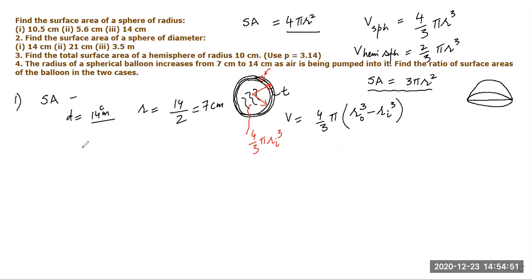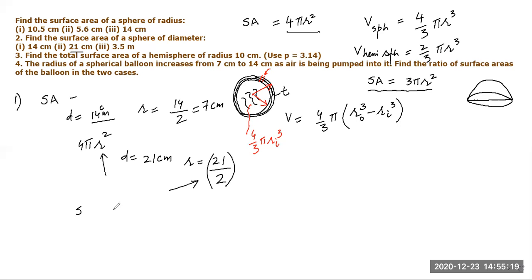Surface area would be 4 pi r square. Use this formula. Put r is equal to 7 centimeter. Then here put r is equal to how much? 21 centimeter is the diameter in second sum. So what will be the r? 21 divided by 2. Now better don't divide, because 21 will easily get cut with 7, right?